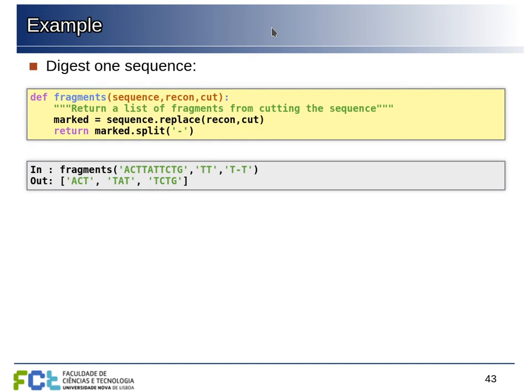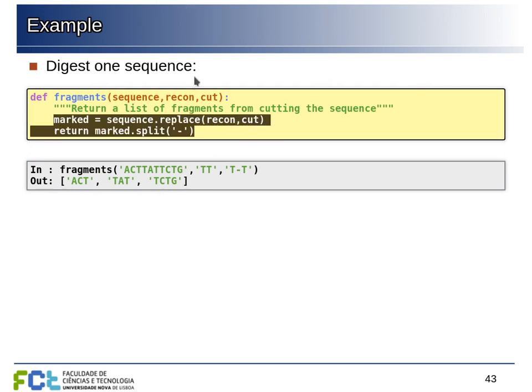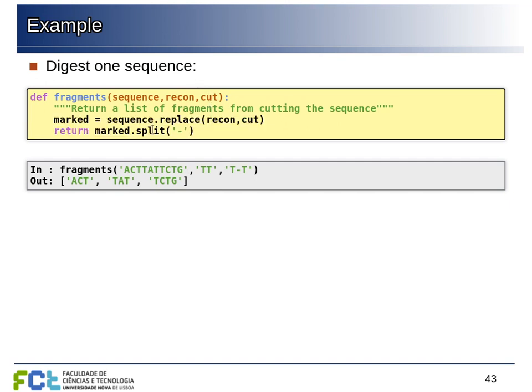Now, this is just a rehash of the step we did so far, which is to replace the recognition site everywhere it occurs with that string indicating the cutting point with a dash, and then splitting the marked string on the occurrences of the dash. And this will give us a list with the fragments, and this is what we return.